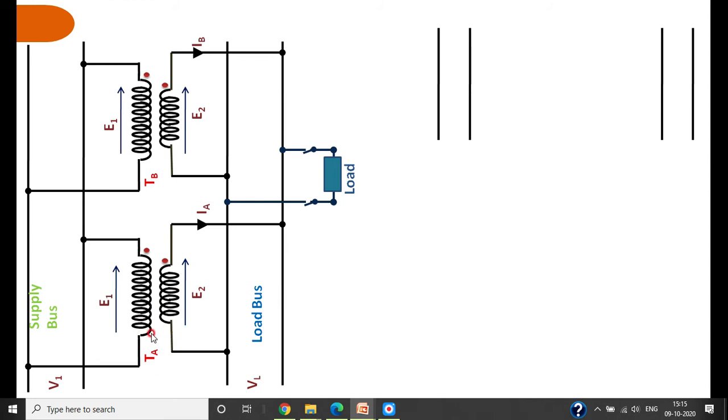I will start with the transformer A, that is I am representing connecting from the supply bus to the load bus with RA and XA, that is the total impedance of one of the transformers, that is ZA. Then the current delivered is IA. I am starting here at this bus, then from here to here it is connected to the second bus, therefore RA is connected here.